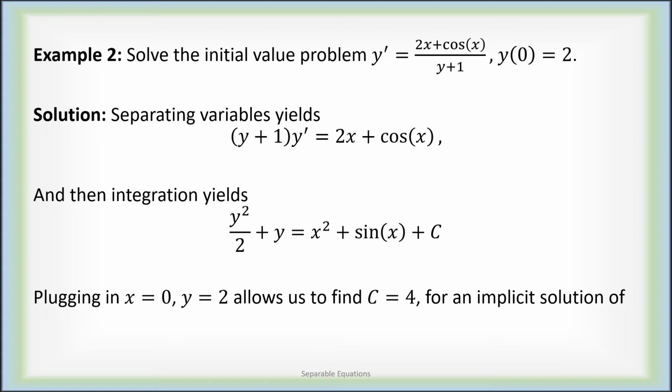Now our initial value problem says when I plug in x equals 0, we should get out y equals 2. So if I plug in x equals 0 and y equals 2, we get 2 squared over 2, that's 2, plus 2, 4, equals 0 plus 0, so c equals 4. So implicitly, our problem is solved by y squared over 2 plus y equals x squared plus the sine of x plus 4.